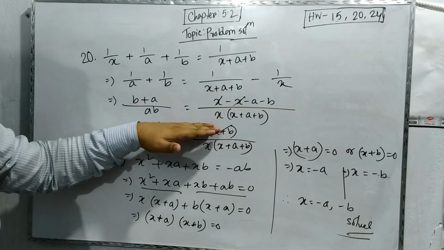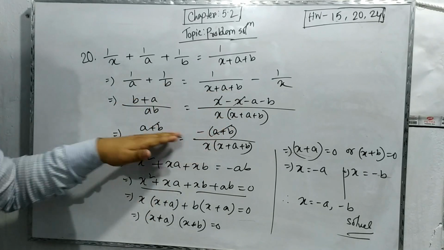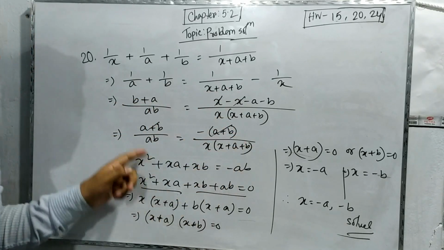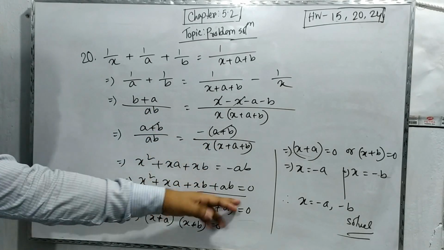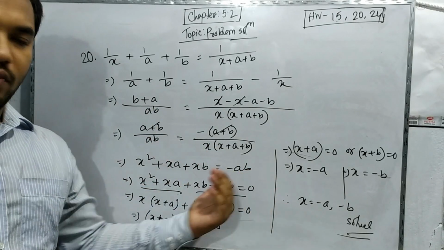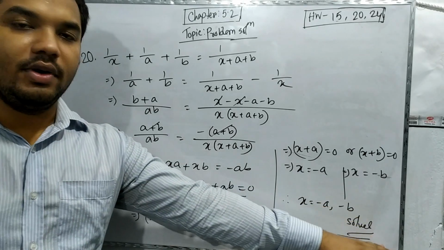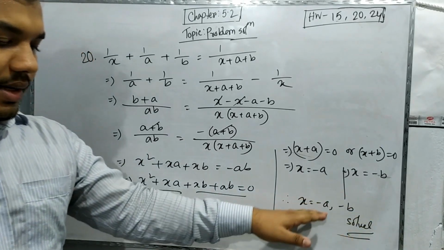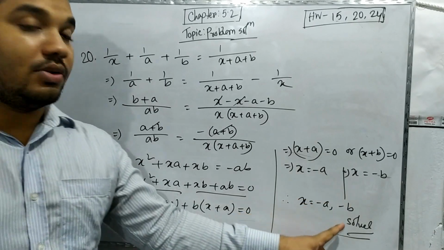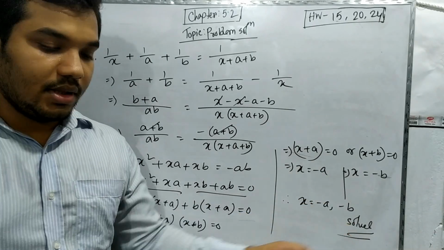Then just going for the LCM. After the LCM, some values will be cut down, then cross multiplication, then taking all of the values to one side, taking x and b from the two parts, then we go for the final answer, that is minus a and minus b. But this is not the solution.